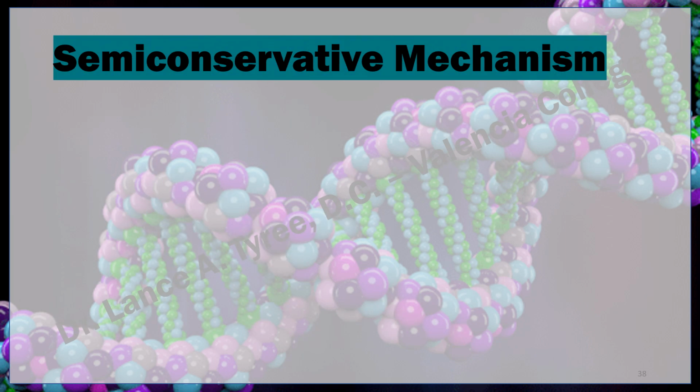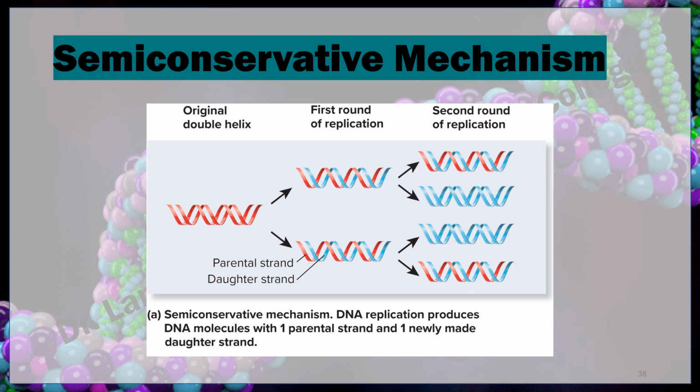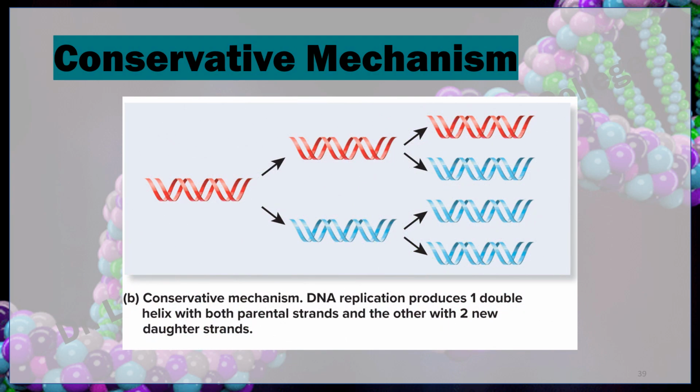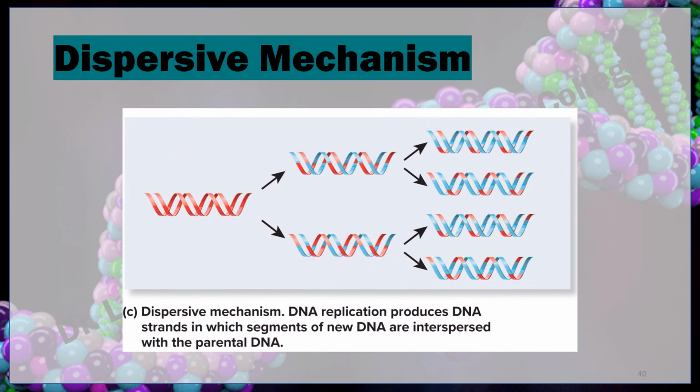Here we have an overview of the semi-conservative model. As we're splitting up, we have the parent strand and the daughter strand. This is the second round of replication. The semi-conservative mechanism of DNA replication produces DNA molecules with one parental strand and one newly made daughter strand. In the conservative mechanism, DNA replication produces one double helix with both parental strands and the other with two new daughter strands. In the dispersive model, DNA replication produces DNA strands in which segments of new DNA are interspersed with the parental DNA.